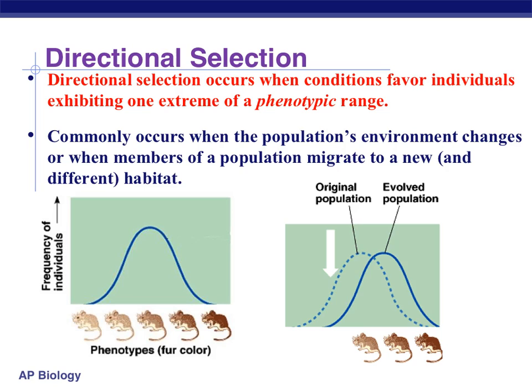Okay, now this can go both ways. We can have it feature just the dark mice, but we can also have it feature just the light mice. It depends on the environment in which they're found. So it commonly occurs where the population's environment changes or when members of a population migrate to a new and different habitat. So it just kind of depends on which of these you would find, depending on if the environment has changed or if individuals have moved.